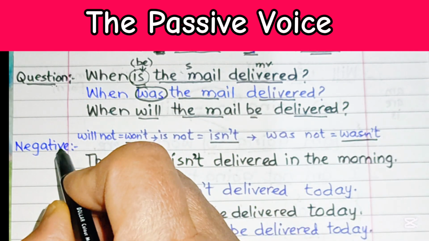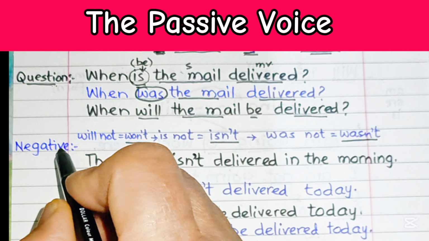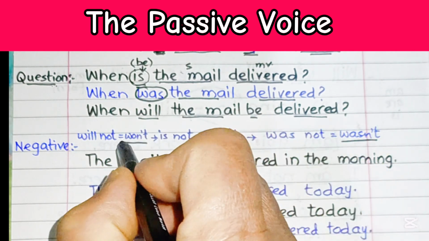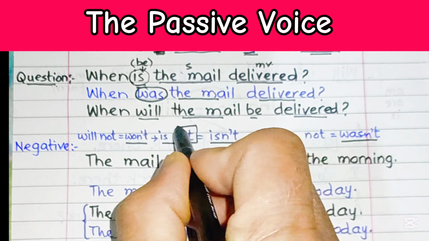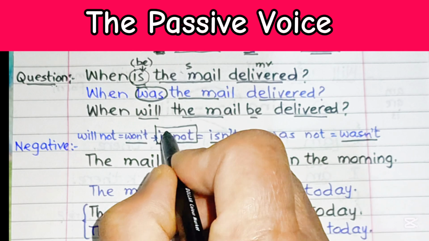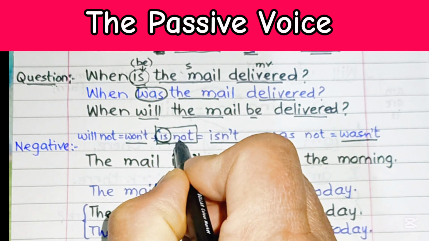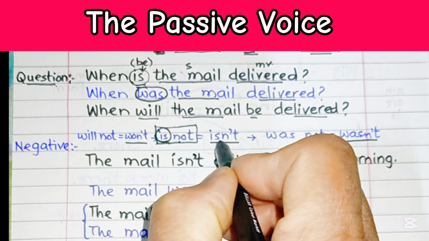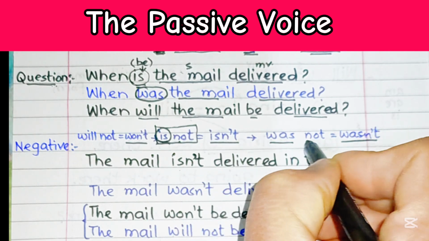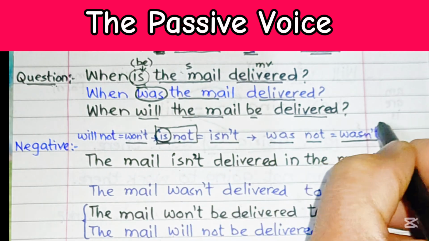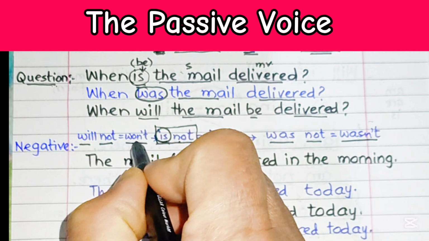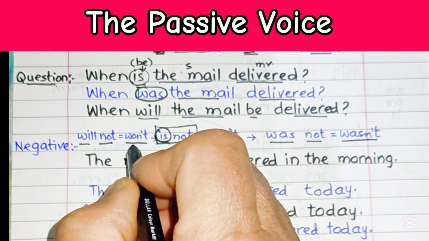To make a negative, add not to the verb be. The mail isn't delivered, or it will be is not. As I said, add not to the verb be. This is the verb be, and then after that this is not. The contraction of is not is isn't. And for was not, this is verb be and then not. The contraction is wasn't. And for future, will and then not, then the contraction will be won't.